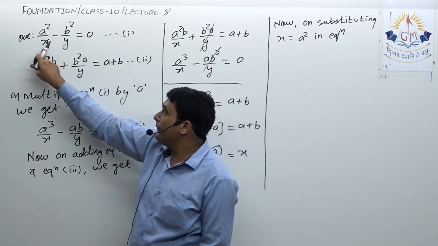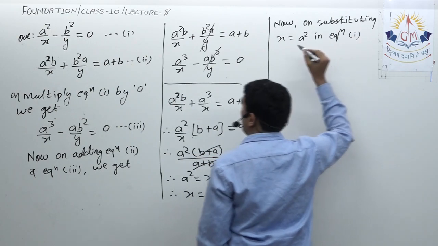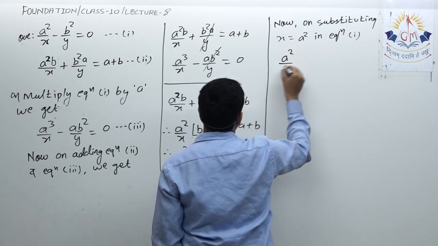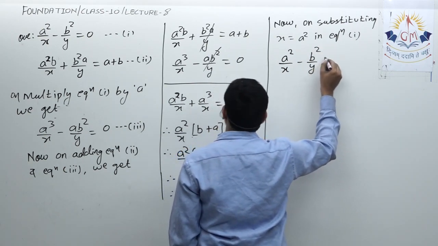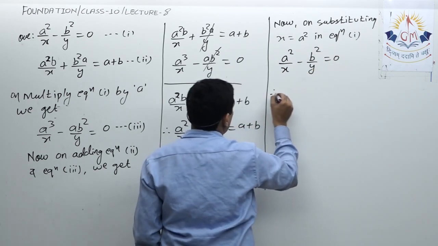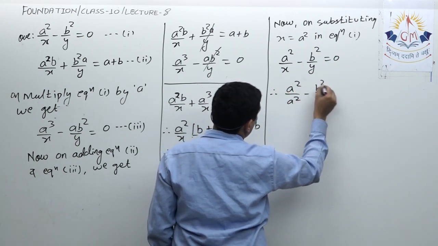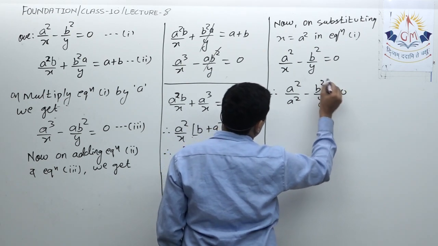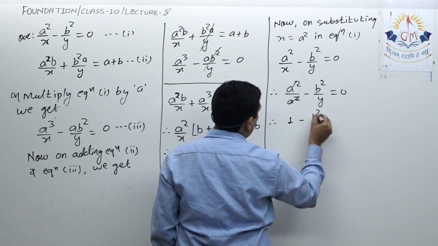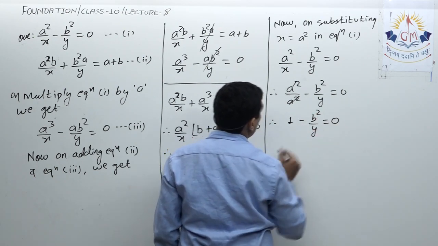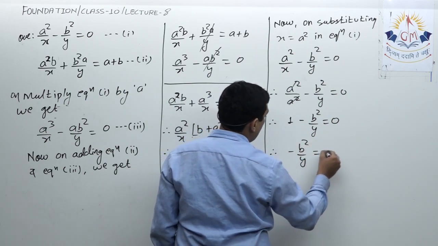So it looks easy when I put equation 1. So but obvious I will select that in equation 1. So it is a square upon x minus b square upon y is equal to 0. So a square upon a square minus b square upon y is equal to 0. So this will cancel out. 1 minus b square upon y is equal to 0. So minus b square upon y is equal to minus 1.